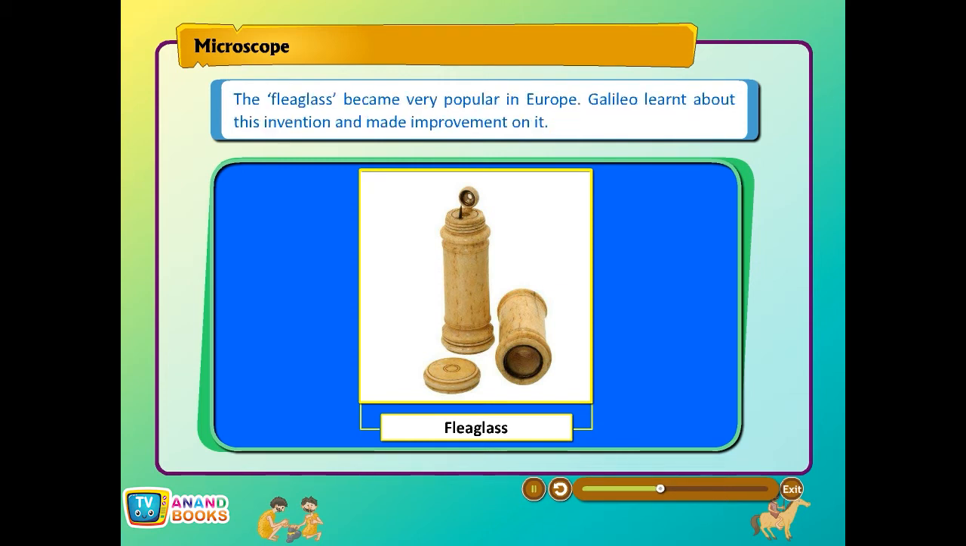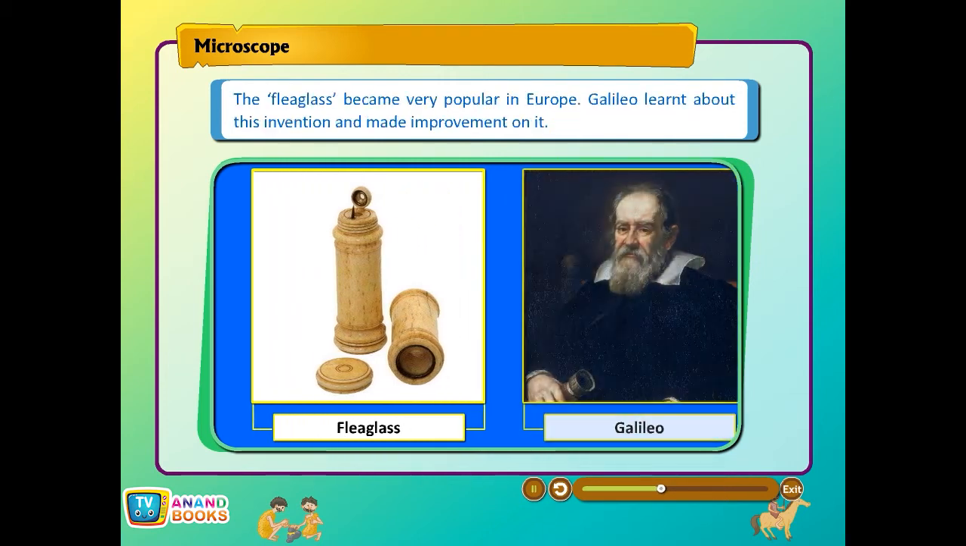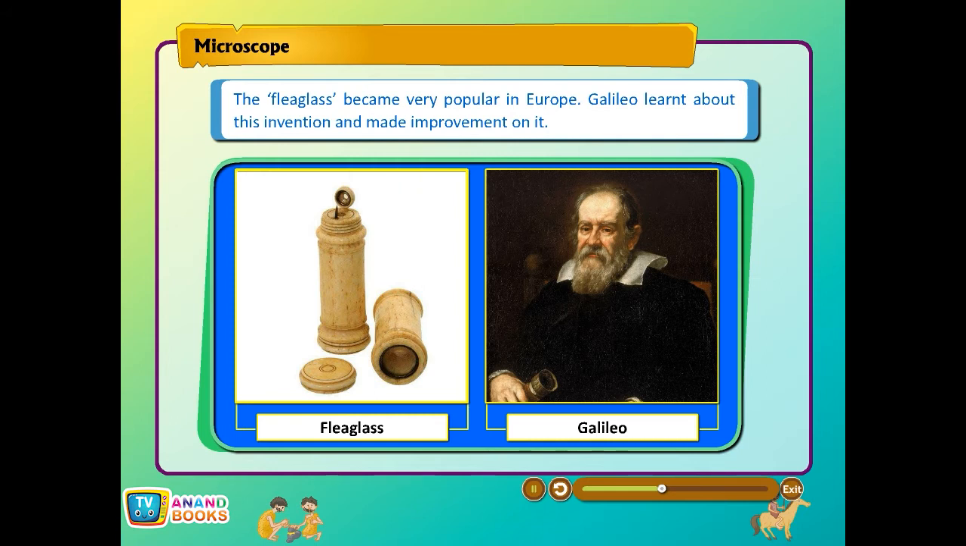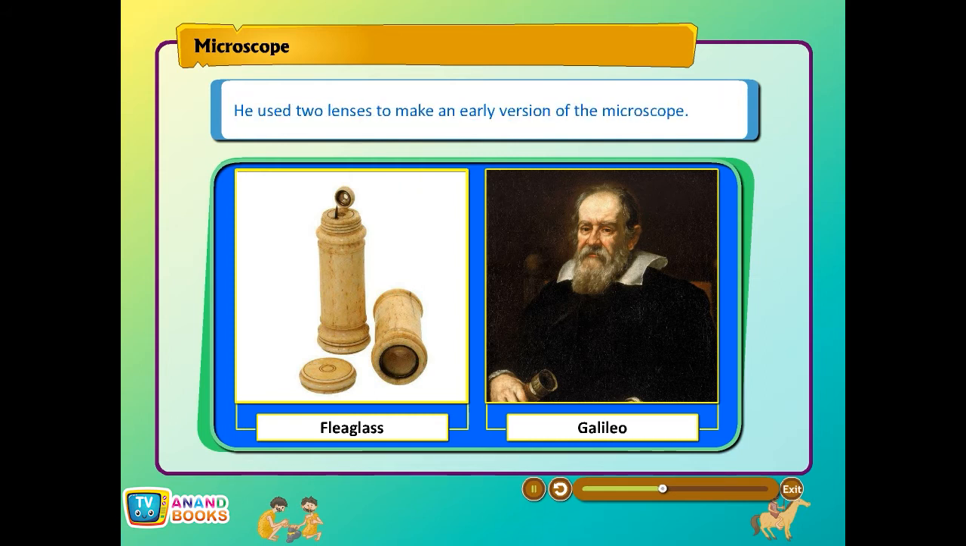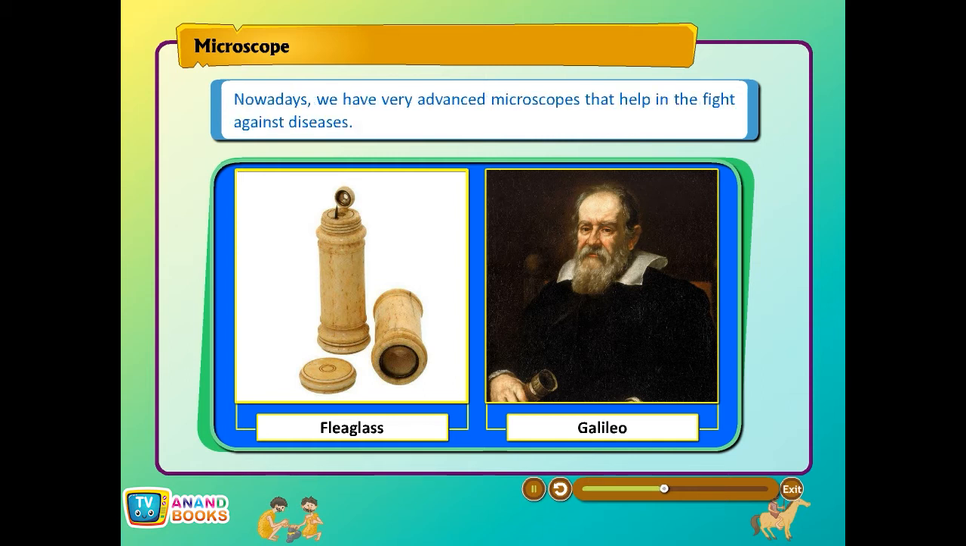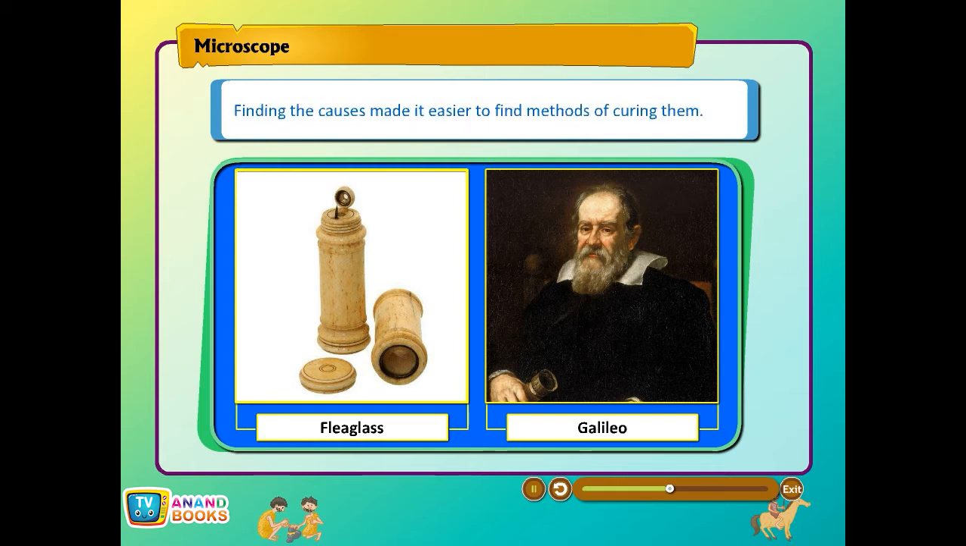The flea glass became very popular in Europe. Galileo learned about this invention and made improvement on it. He used two lenses to make an early version of the microscope. Nowadays, we have very advanced microscopes that help in the fight against diseases. The cause of various diseases could now be known. Over the years, scientists were able to identify the germs that cause diseases. Finding the causes made it easier to find methods of curing them.